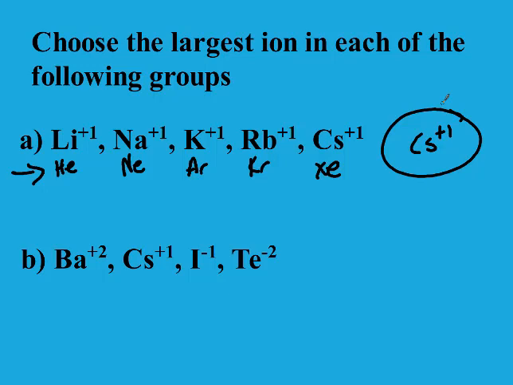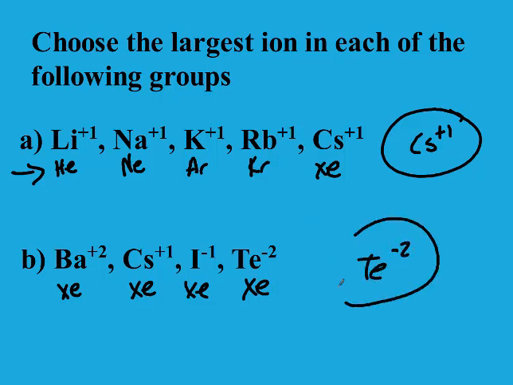For part B, barium ion has the same number of electrons as xenon, and so do the others. So these are isoelectronic. Therefore, the most negative, or tellurium -2, would be the largest.